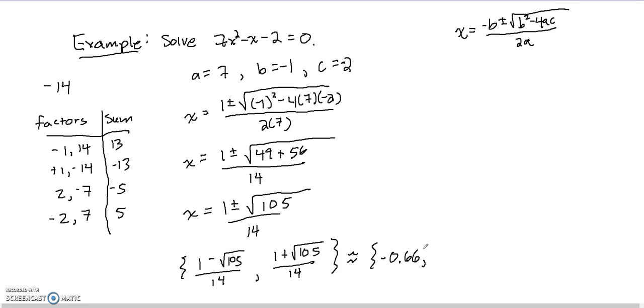And the second one, 1 plus the square root of 105. If you're doing it in your head, you know it's going to be slightly less than 1 because the square root of 100 is about 10, so it's going to be somewhere close to 11 over 14. But not exactly, so you want to do it in your calculator to be sure. This comes out to 0.80 if you round to 2 places. That's only 2 places of accuracy, so those would be your 2 answers to this typical example.